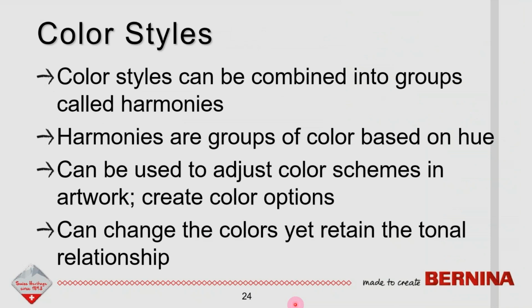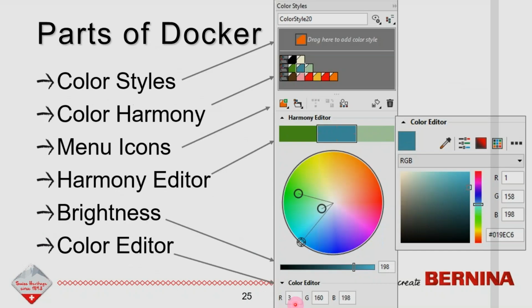So color styles can be combined into groups, and those groups are called harmonies. And they're based on the hue or the color that you're using. And you can use the color harmonies to create some different color options in your artwork. This is not done to designs, it's done to artwork. And where this can be useful is if you want to play with colors a little bit in your artwork. Now, it will only work with vector objects and not bitmaps. So we're going to bring a bitmap in, convert it to a vector, and then play with color styles.